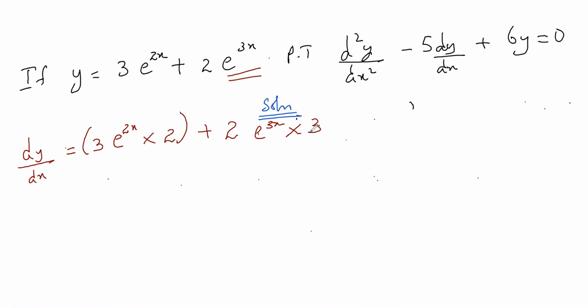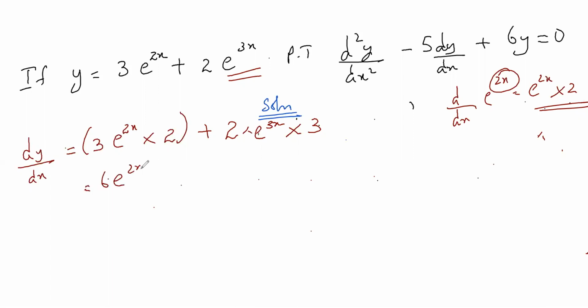So guys, again I'm writing down here. If you're not clear, okay? d by dx of e power 2x is equal to e power 2x. And what is 2x differentiation? 2. So that's the reason I'm multiplying by 2. That's all. So it is 3 here. That's the reason I'm multiplying by 3. So what is the answer of this? 6 e power 2x plus 6 e power 3x.